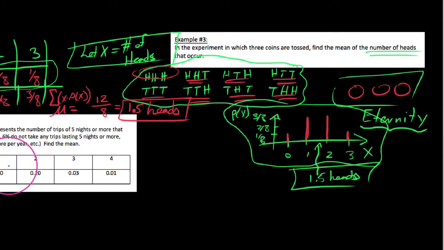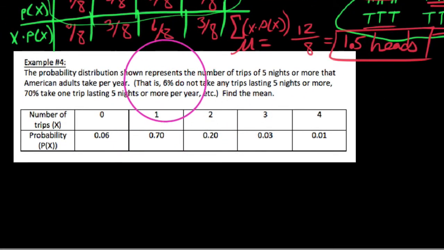Okay, so this last one here is kind of an irregular one. We'll look at one that doesn't involve coins or boys and girls. We'll take a look at something where maybe we actually keep track of the data. We have data on this.